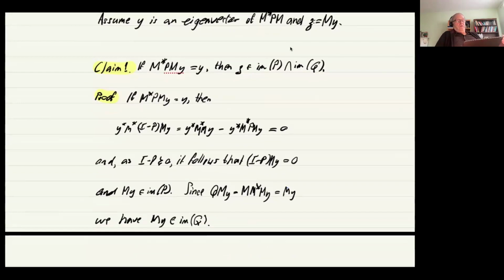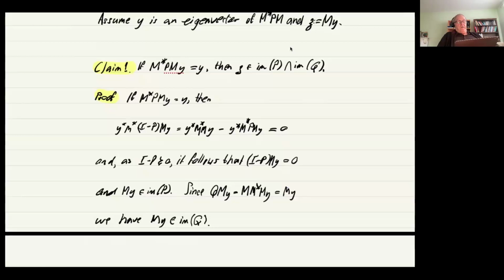Okay, so if M star P M y is equal to y, the claim is that z lies in the image of P and the image of Q, and so that means that P of z is equal to z and Q of z is equal to z.